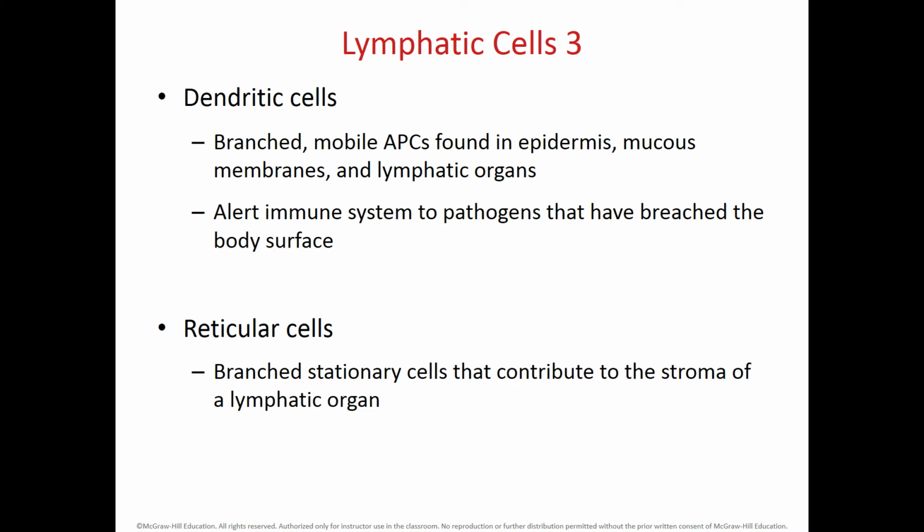So the function is basically to alert the immune system that the pathogens have breached the body surface. So this will be one of the first cells that the bacteria or viruses or other pathogens can encounter. So if you have a cut, and this cut in the mucous membrane or in the skin was infected with bacteria, the dendritic cells become activated. Reticular cells are similar to dendritic cells in function, but these are stationary dendritic cells that are located within lymphatic organs, especially within the lymph nodes.